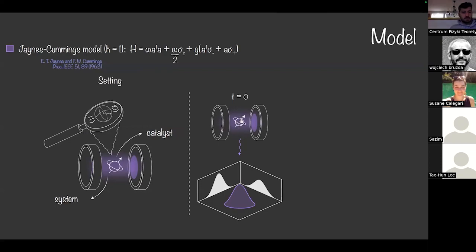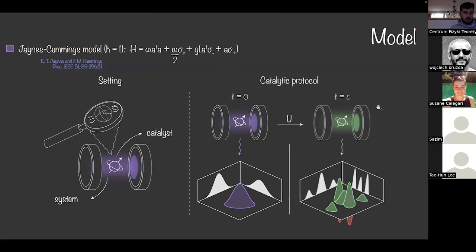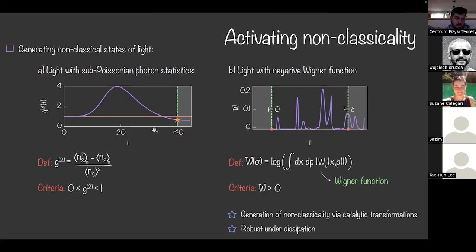And we carefully engineer the state of this atom such that I turn on some interaction, which is the Jaynes-Cummings one. And at some time t equals tau, the state of the atom returns exactly to its initial state. But now if I look at the state of this mode, its state is non-classical, according to some definition of non-classicality that you can take. And what we showed was that we are able to generate non-classicality via catalytic transformation. And what is cool is that you just need to pay the price once, right? You just need to prepare the state of this atom, activate the non-classicality of this mode, and you can reuse the same atom to activate the non-classicality of other modes.